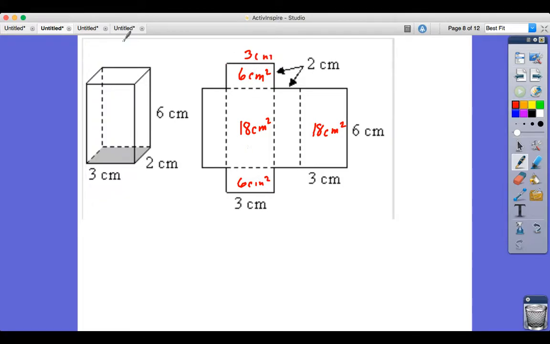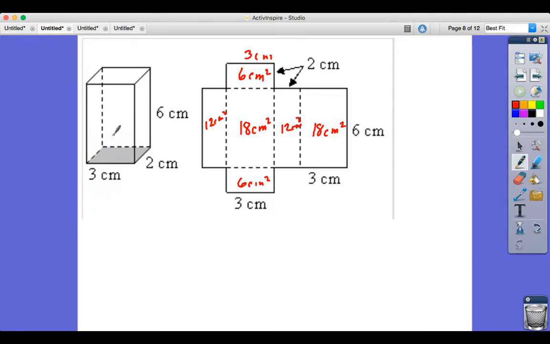These two that we did first are the top and the bottom of the prism. This is the front, this is the back, and now the sides are right in here. This is 6 centimeters by 2 centimeters, which will give us 12 centimeters squared twice, because you have one on the right and one on the left.